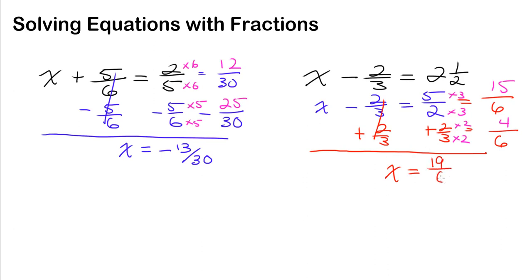19 over 6. And usually, when you are solving an equation, it's okay for your answer to remain an improper fraction as long as it is in simplest form, and this fraction is in simplest form. But if I wanted to go ahead and convert this back to a mixed number, I would just think, well, 6 goes into 19 3 times, because that's 18. And 19 minus 18 is 1. So 19 over 6 equals 3 and 1/6.